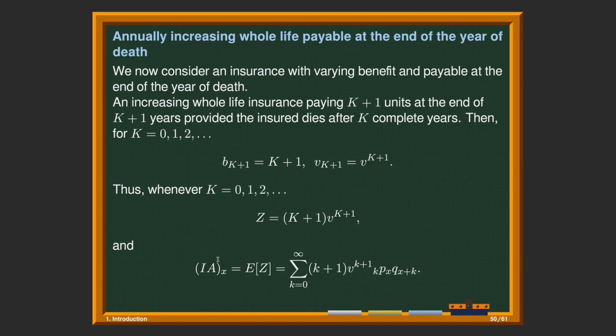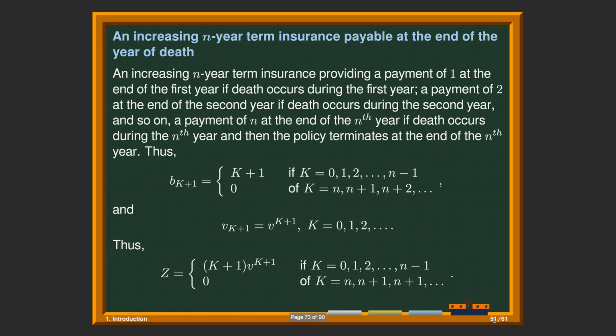So take note that there is no bar on top of capital A to denote that it is payable at the end of the year of death. Okay? And of course, there is a counterpart for this for the n-year term that is increasing. So same thing, the payment is 1 if death occurs during the first year, 2 if during the second year, and so on until a payment of n if death occurs during the nth year. And all of these payments again are paid at the end of the year of death.